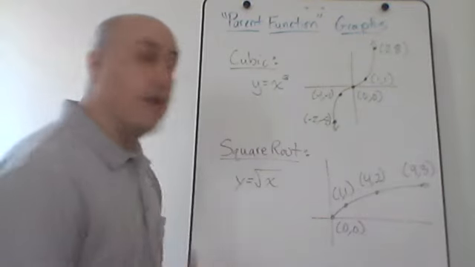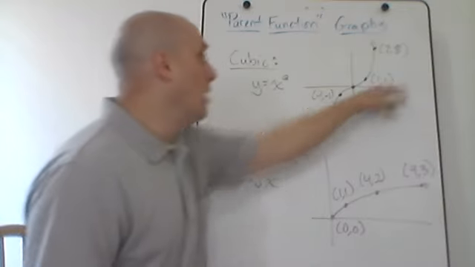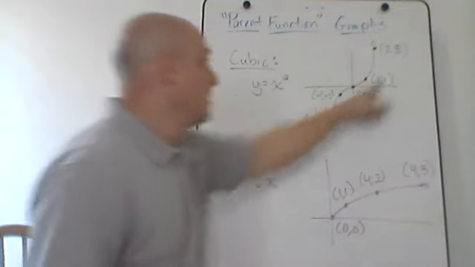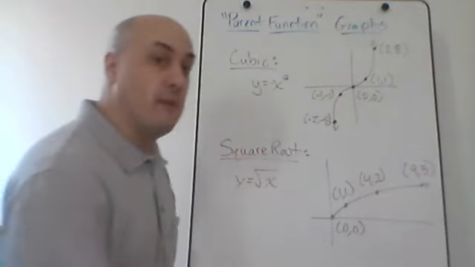Some of the key points on that graph: it goes to the origin, so the point (0, 0), the point (1, 1) and (-1, -1), the point (2, 8) and (-2, -8). Those are some of the key points on the graph of that cubic function.